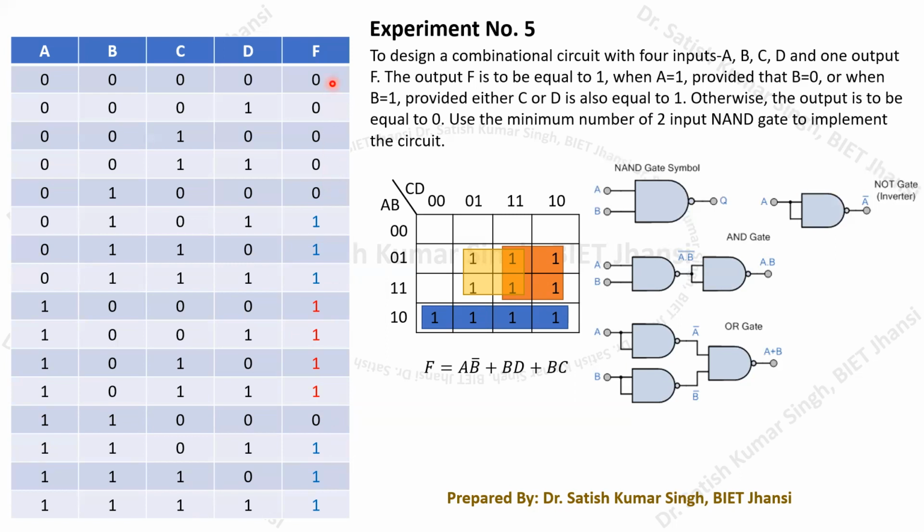So once we are able to construct the truth table as per the given statement, in that case, we will be able to make the Karnaugh map based upon these outputs.